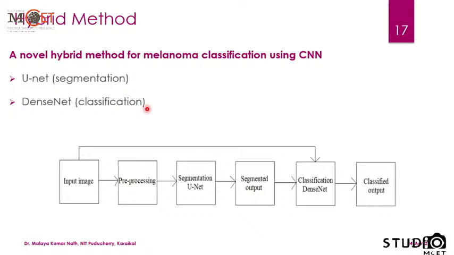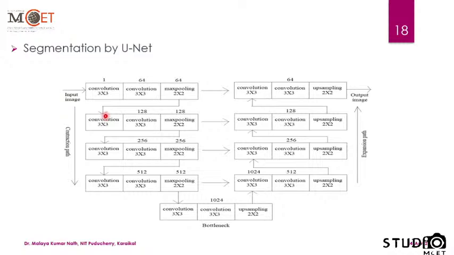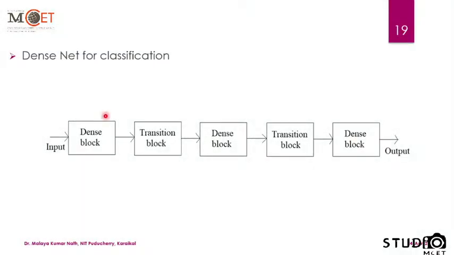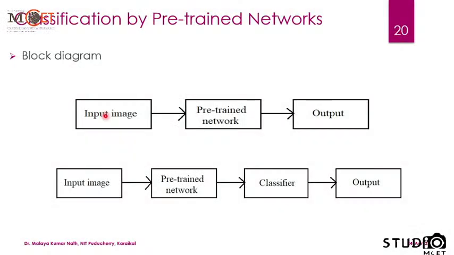One is called segmentation, another is classification. The segmentation is performed with the help of the U-Net architecture, and the classification is performed with the help of the DenseNet architecture. So this is the U-Net architecture that we have used for segmentation, and this is the DenseNet architecture that has been used.